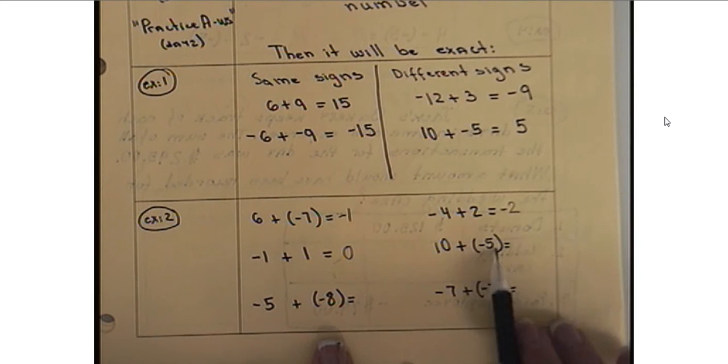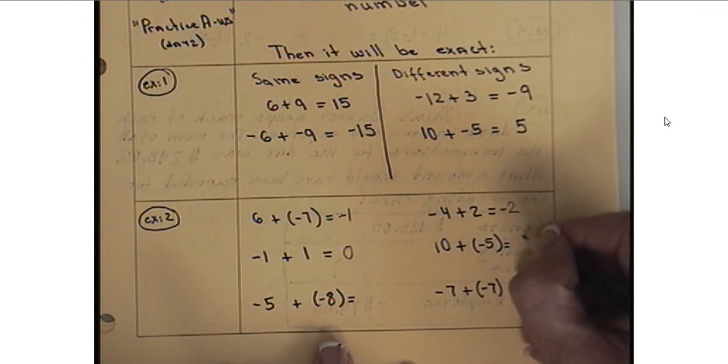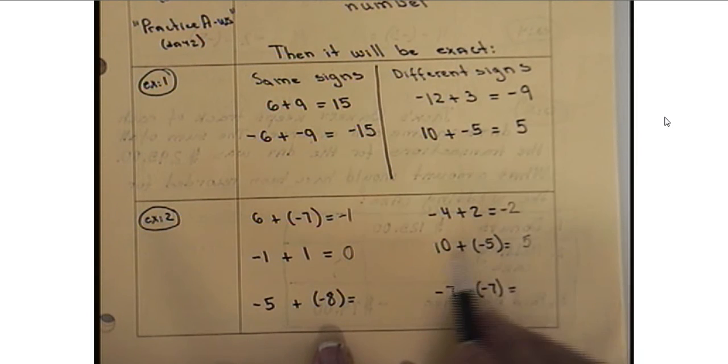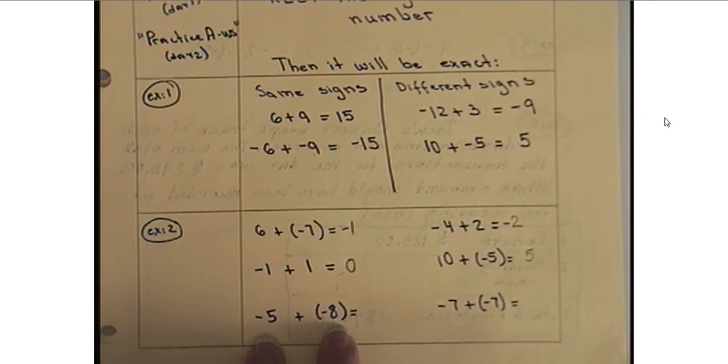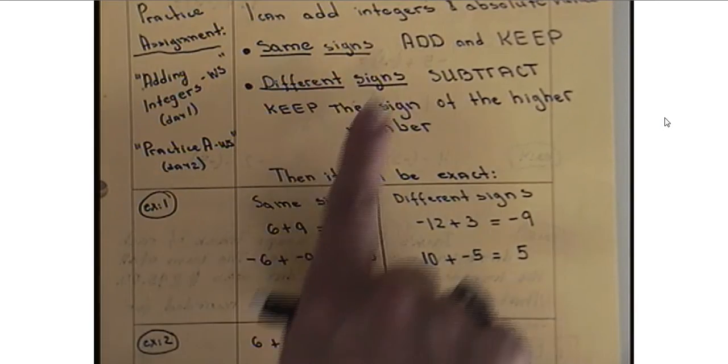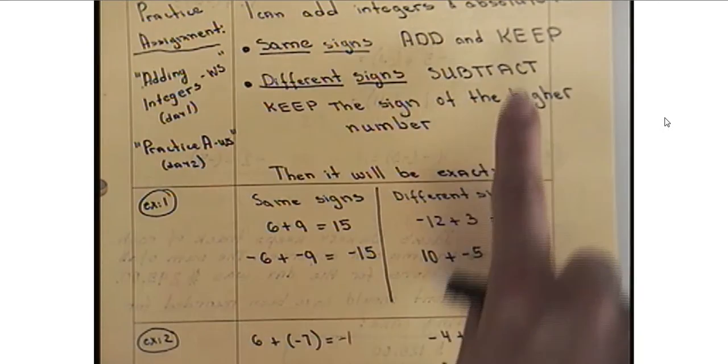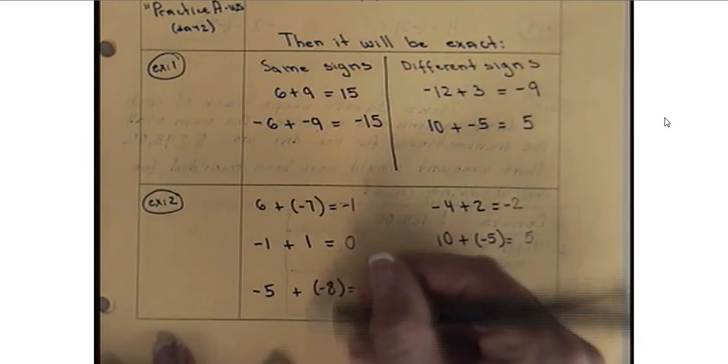With the next example, we have 10 plus negative 5. One positive, one negative, so we have to subtract those. 10 minus 5 is 5. The largest number here is positive, so the answer stays positive. In this example, we have negative 5 plus negative 8. Addition of two negative numbers. So in this case, when we have the same sign, we're using the first rule. We're going to add the numbers and keep the sign. So 5 and 8 is 13.